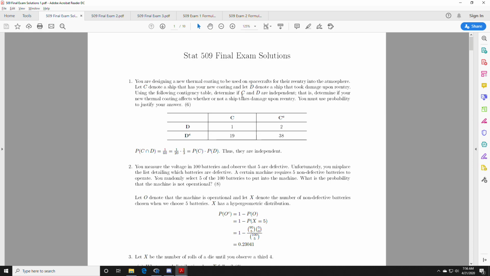Of course, this is D complement and this is C complement, remembering way back, which is basically the opposite. C, not C, D, not D. And so we're trying to determine if C and D are independent, and we have to use probability to justify our answer.